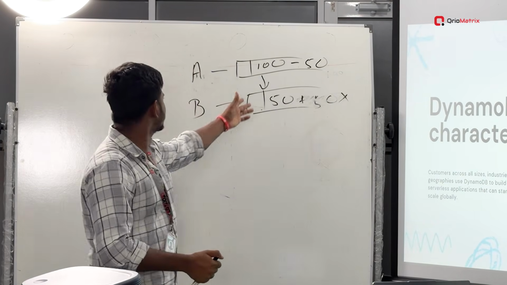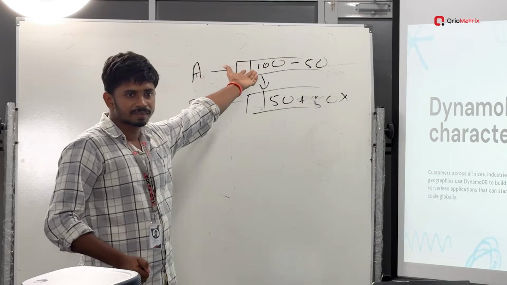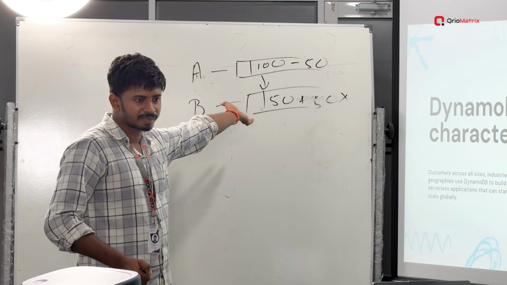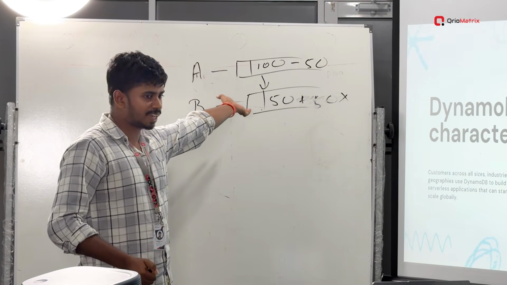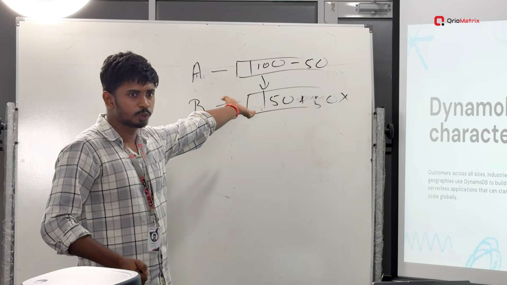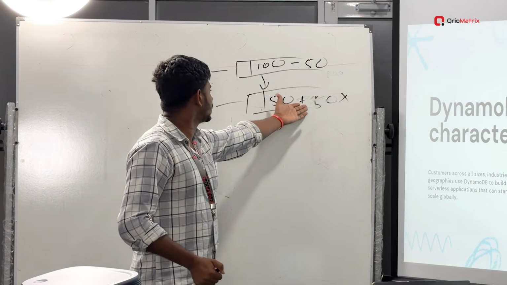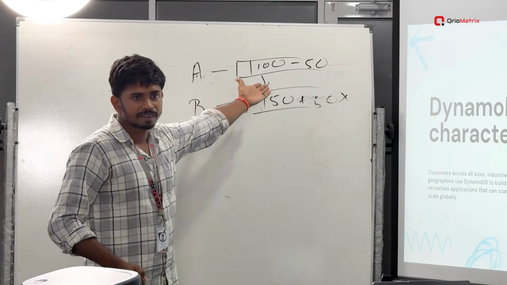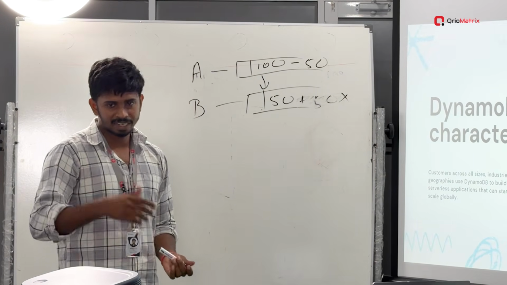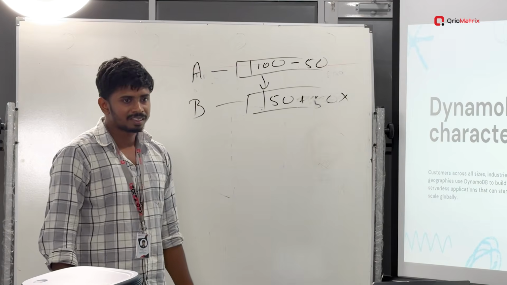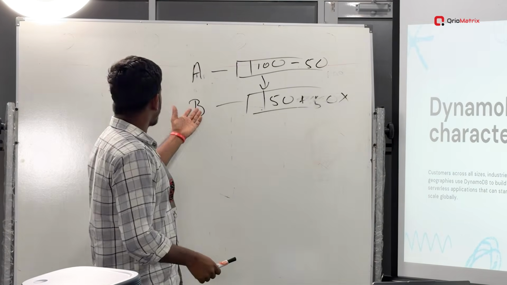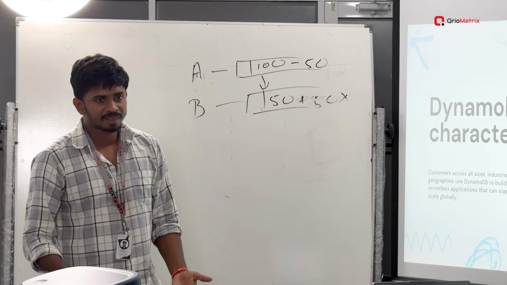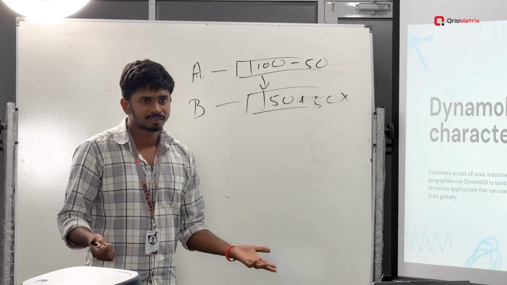So somehow this money has disappeared from A, and it didn't get added to B. This cannot happen, right? This is an issue. And what happens if it is just added to B and not deducted from A? In that case also, same thing, right? It cannot happen, because somehow B got $50, but we don't know how it got it.